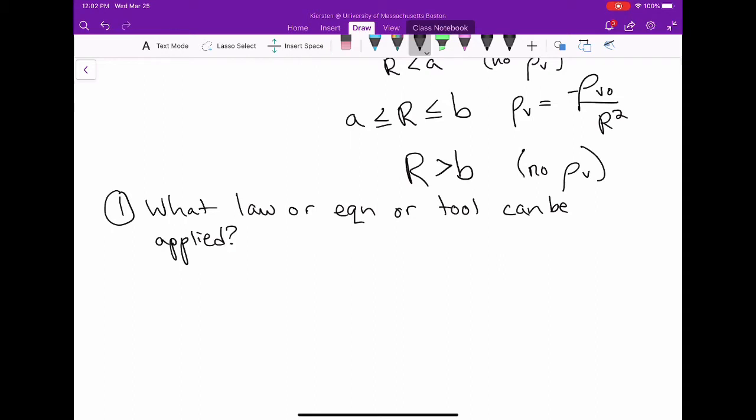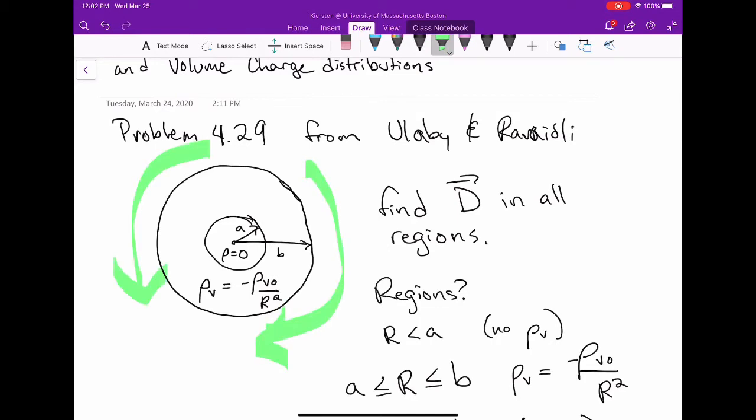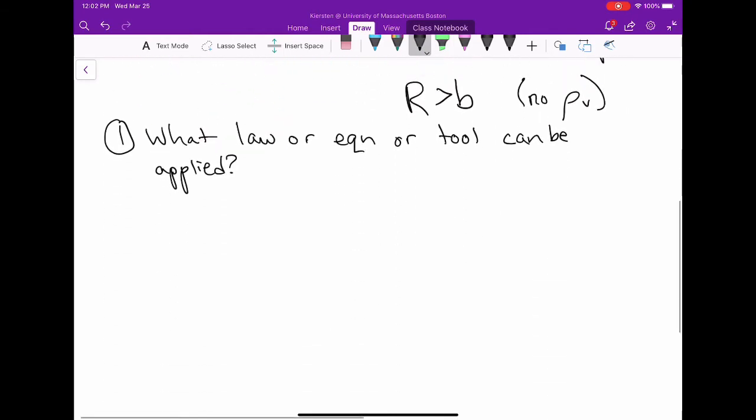But the way that we can tell that is that this is a problem with really nice symmetry. We have a spherical geometry here. Nothing depends on angle. Everything only depends on the radius. It's very symmetric. If we rotated it about the origin in any way, it wouldn't matter. It would still be the same problem. So, we're going to use Gauss's law.